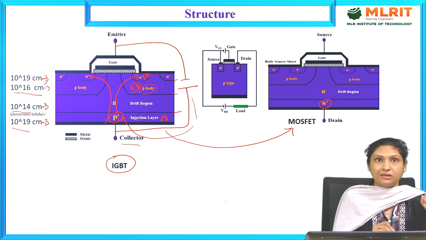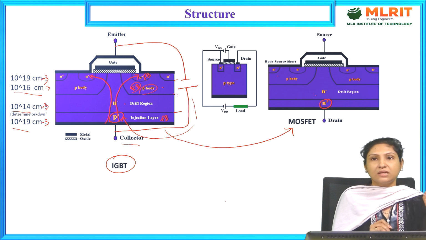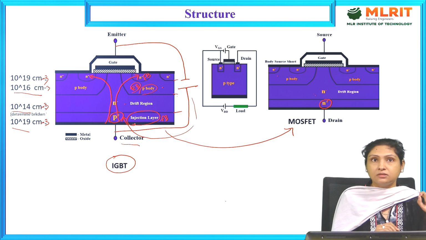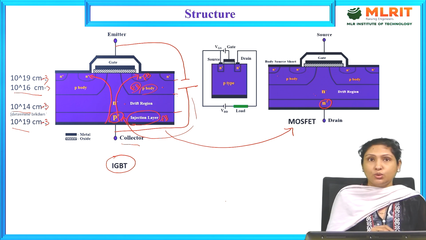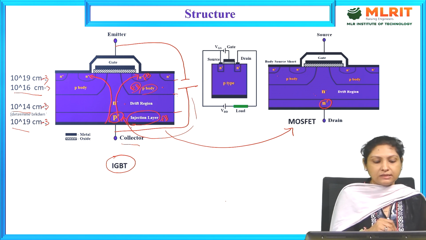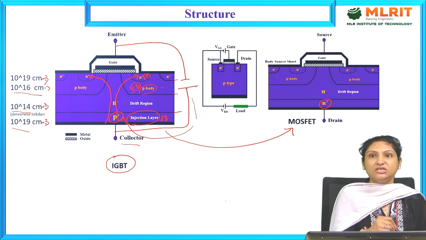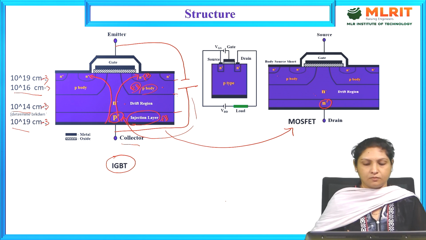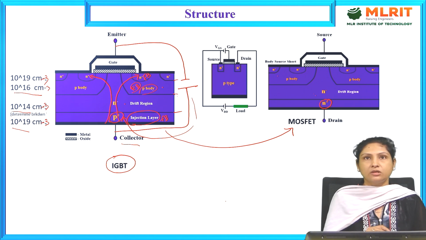That is the only reason we call this bottommost layer the injection layer, because it is injecting charge carriers towards the emitter. As I told you, because P is connected to positive, holes will be repelling away from the positive terminal. That is the reason this injection layer injects charge carriers towards the emitter terminal. So that is all about how the current starts flowing through this IGBT, and that is the working of the IGBT.